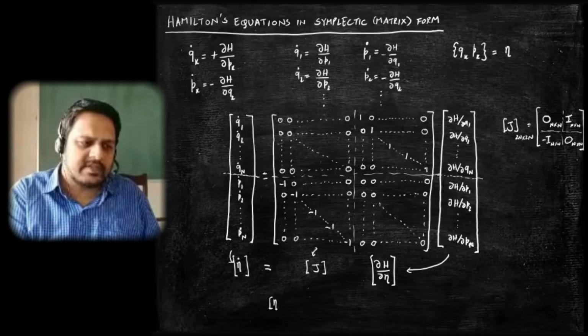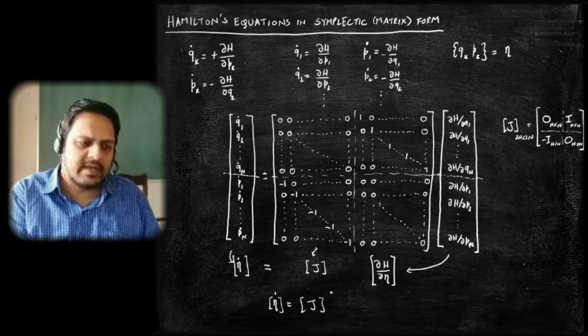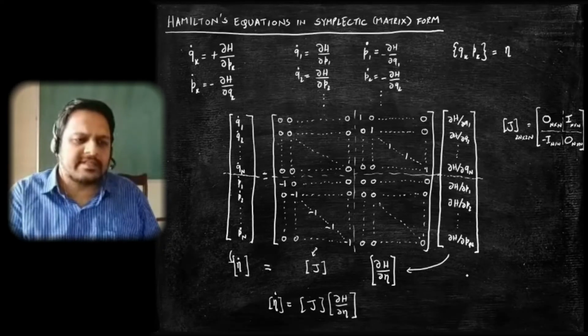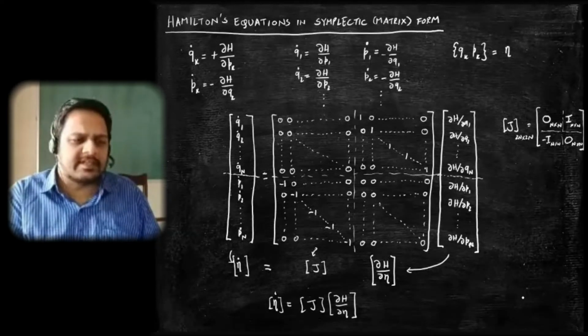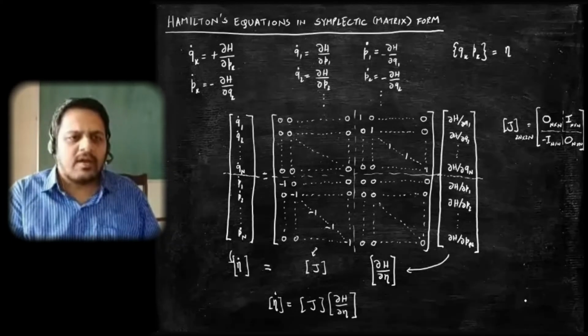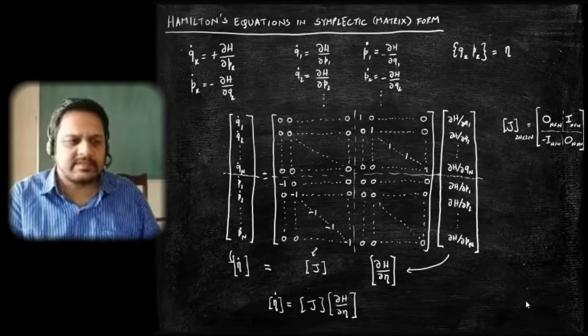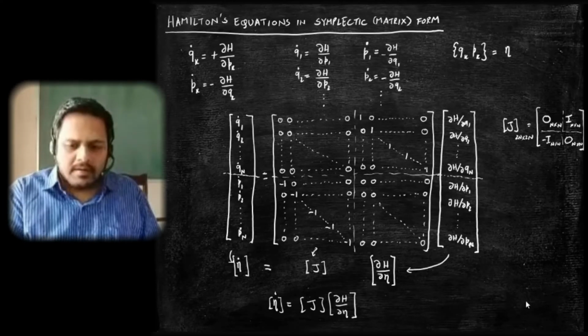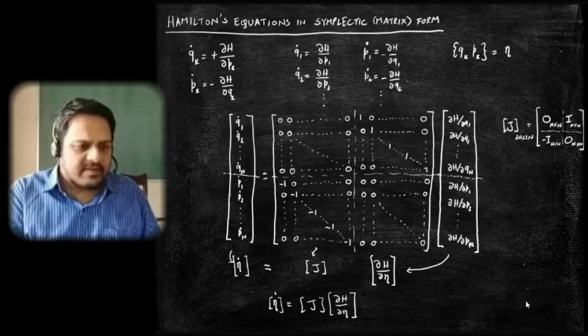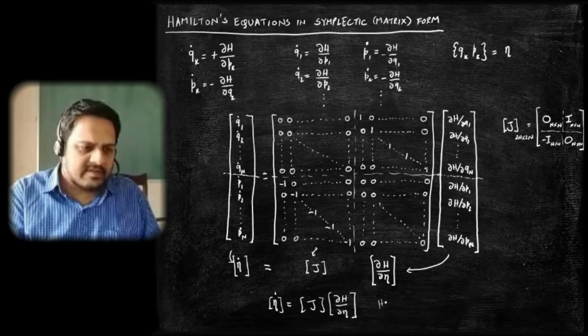Hamilton's equation in matrix form can be written as eta dot is J matrix times the partial of H with respect to eta. Square brackets in this particular formalism indicate matrices. Okay. All quantities in square brackets are matrices. That is how we are indicating matrices. Okay. These are basically Hamilton's equations in matrix form.